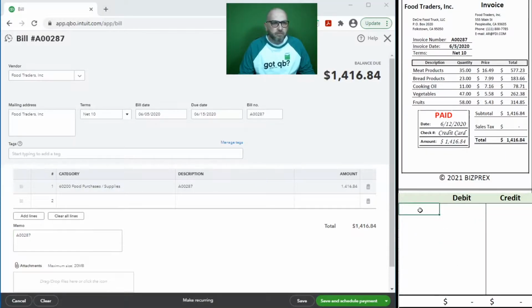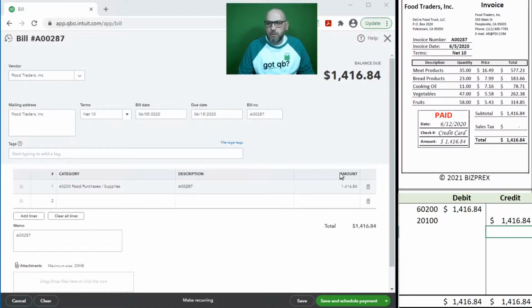So what's happening? Let's make sure we understand. Well, one thing for sure, we know that our expenses, food purchases, are going up. Expenses go up when debited. What else is happening? Well, we're booking it into accounts payable, right? So our accounts payable, 2100, is going up as well. And being a liability, it goes up when it is credited.